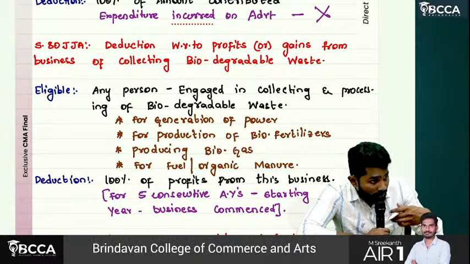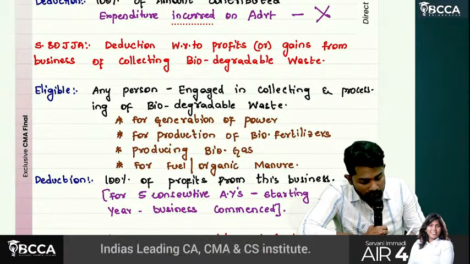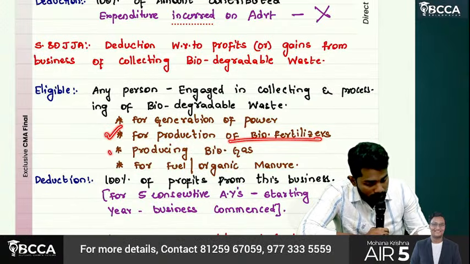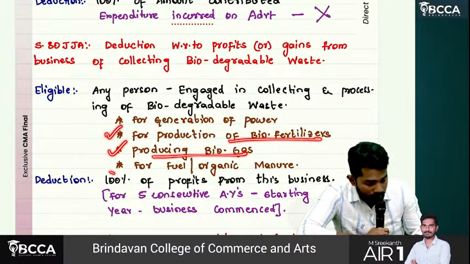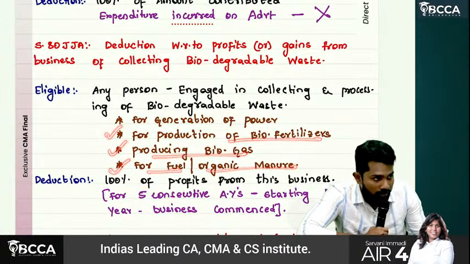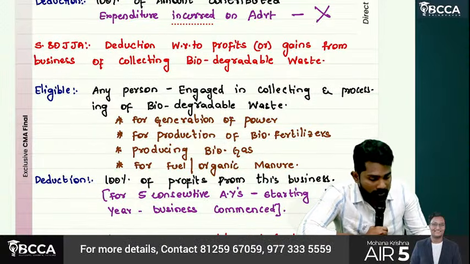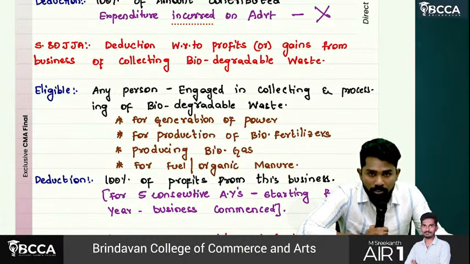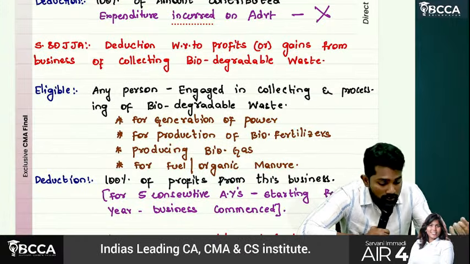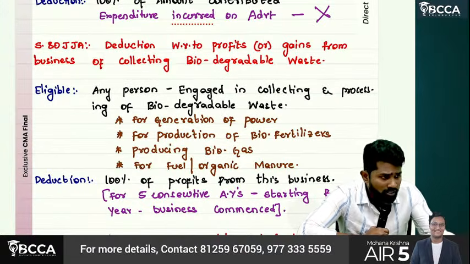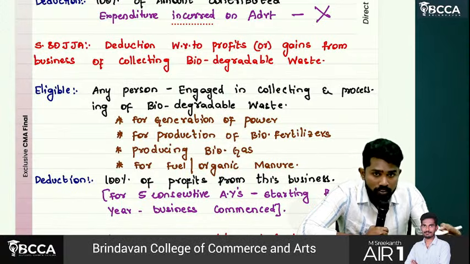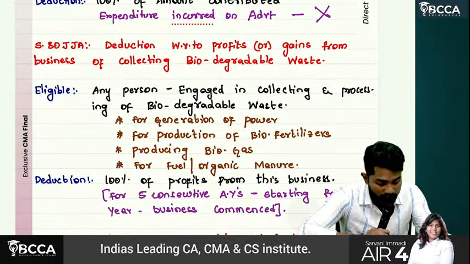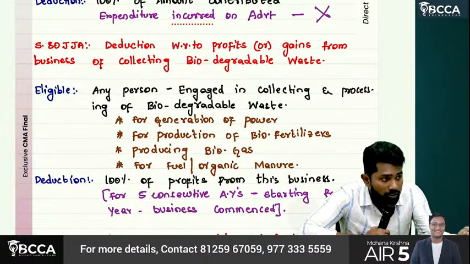Okay. So with that waste collection, what they do? They'll use it for generation of power or for production of biofertilizers or for producing biogas or for producing fuel or organic manure. So this is some business which has to be encouraged because there is a lot of plastic waste and other waste being dumped across the country. So any companies, or any person who starts business by collecting those waste and then using it for productive purposes like generation of power, production of biofertilizers, biogas, organic manure, then they have to be encouraged.